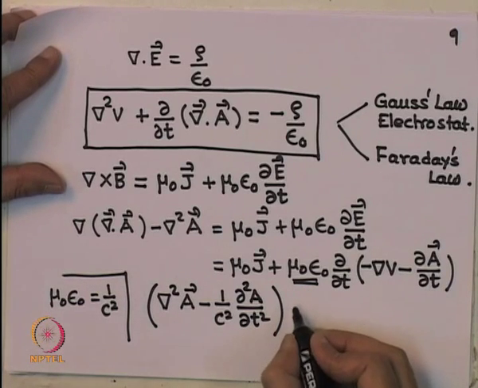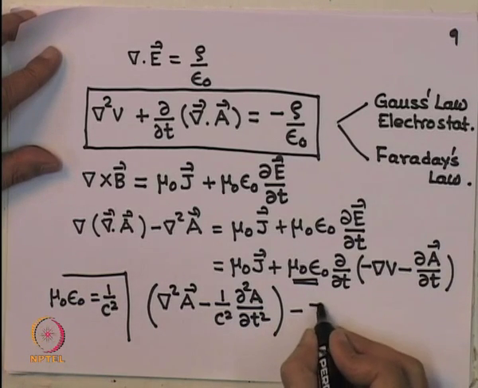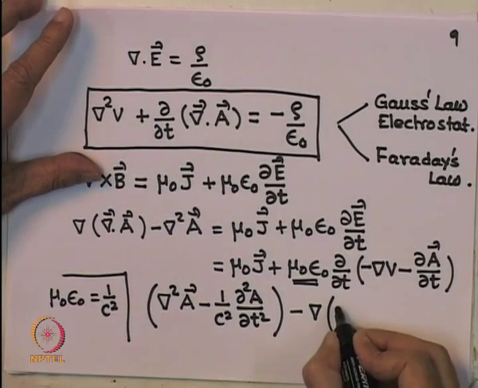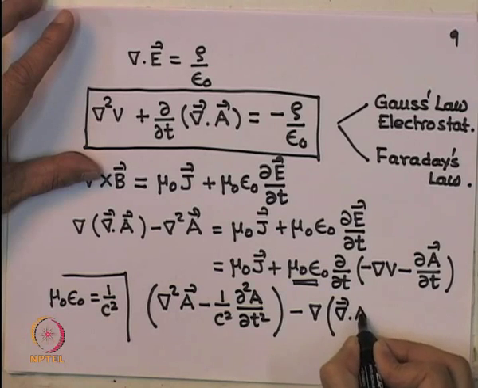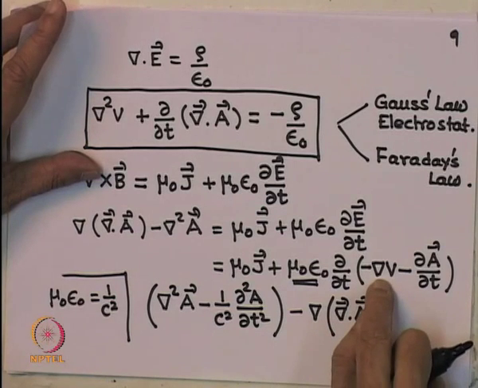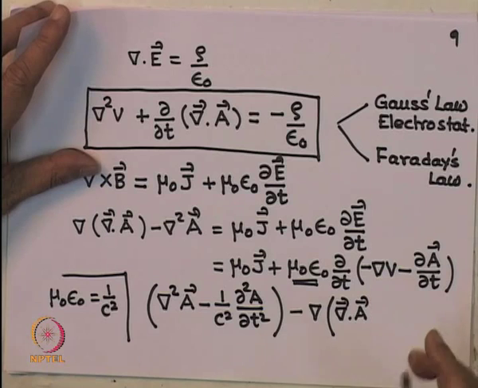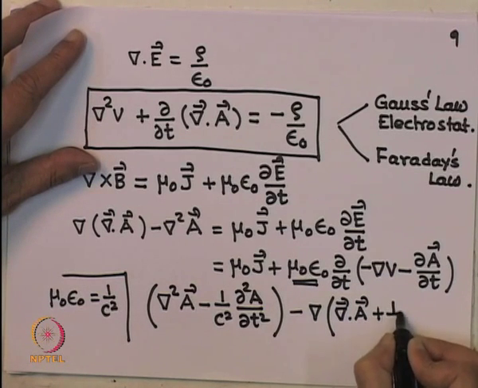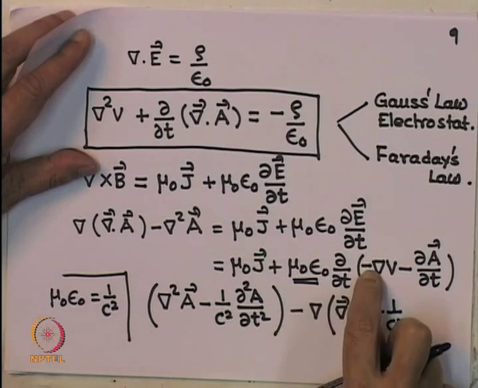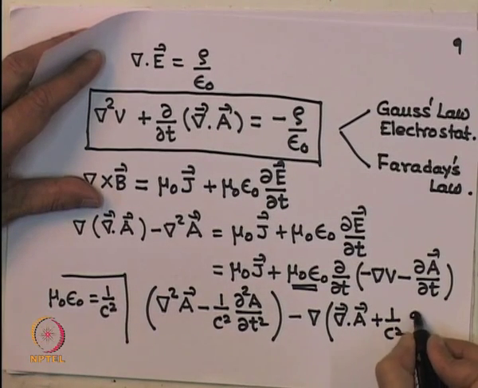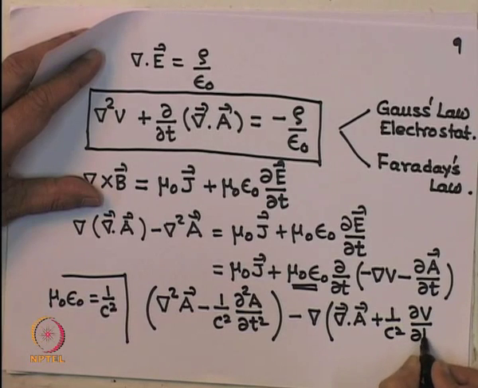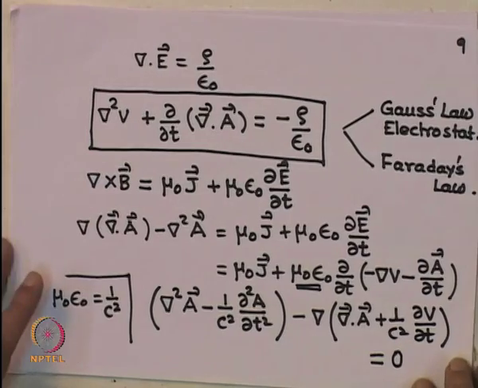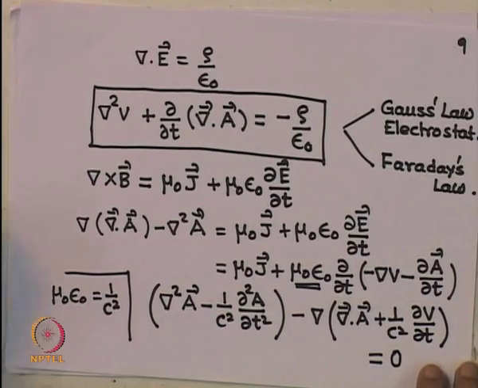minus a gradient of, so I brought this gradient term to that side, that is del dot of A, and the other gradient term is here. So, I have 1 over c square, this minus because of this common minus is going away, and I am left with dV by dt. This is equal to 0. A rather clumsy equation, but let us look at this equation.